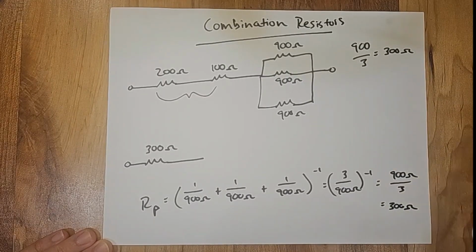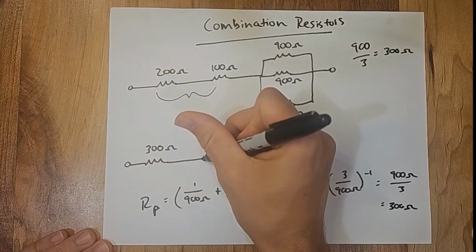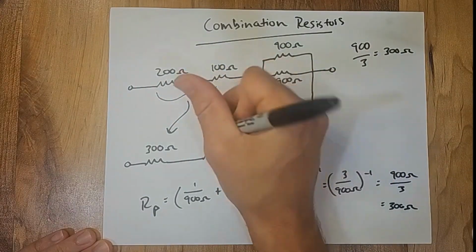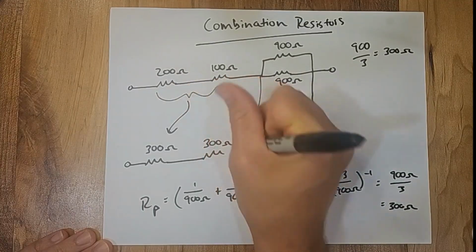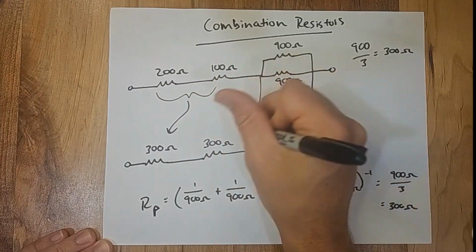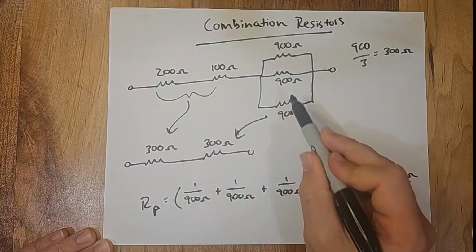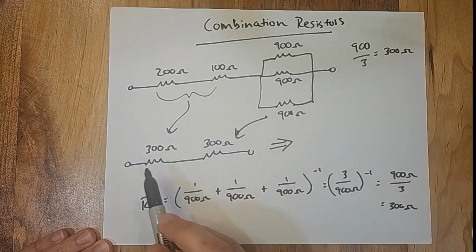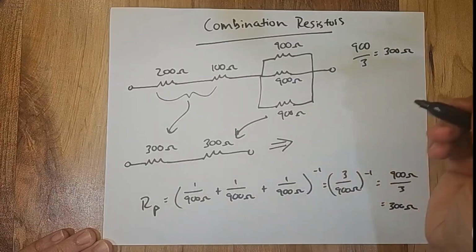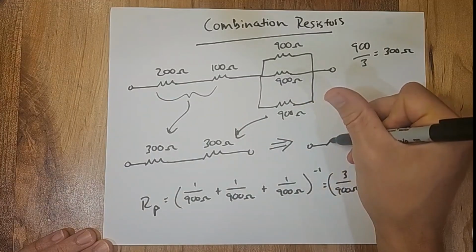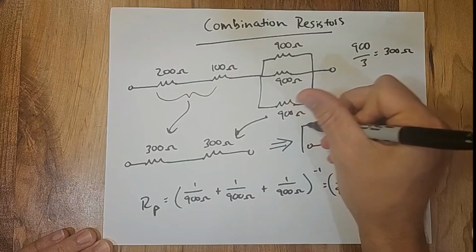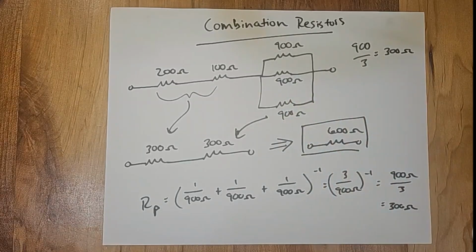300 ohms. So now we can fill that in here. I'm just going to draw an arrow to that. This becomes that. And of course, our final answer, 300 plus 300 that are in series, is 600 ohms. And that is your final answer. So that's how you do something that's in combination. I hope that helped.